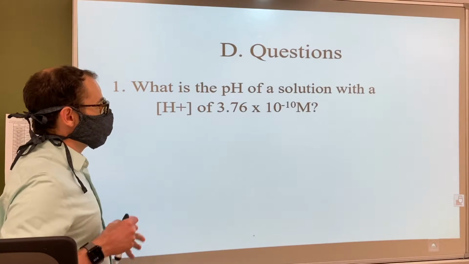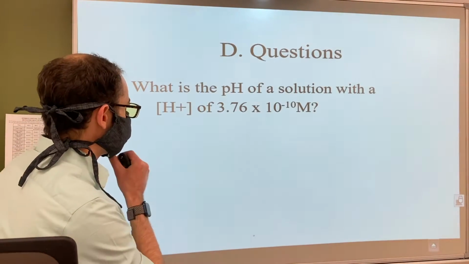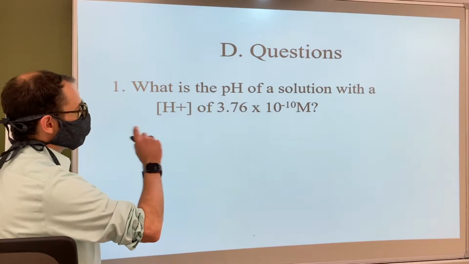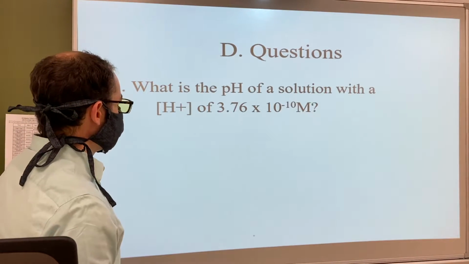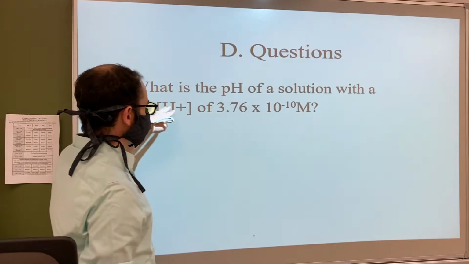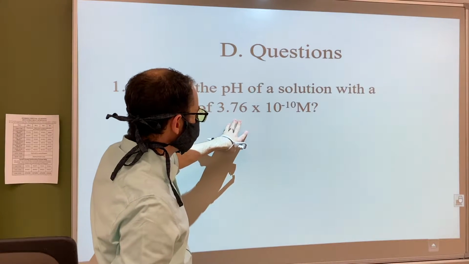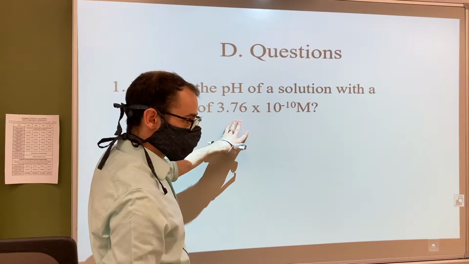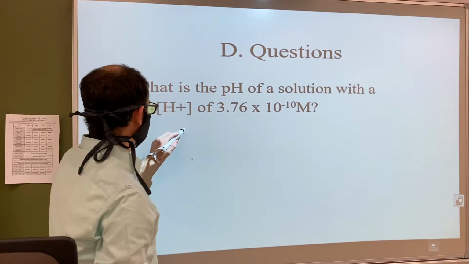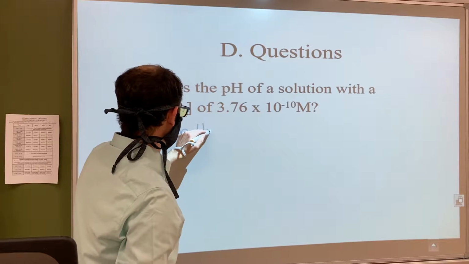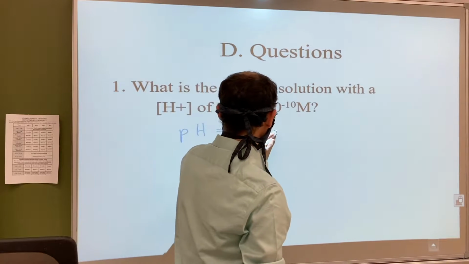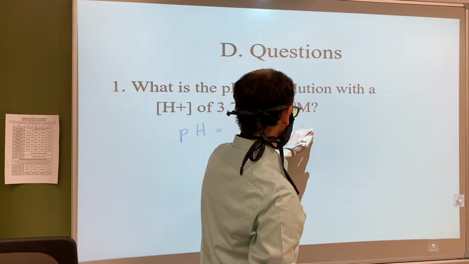Now, let's get into an actual problem using that equation. So what is the pH of a solution with an H plus of 3.76 times 10 to the negative 10? Well, let's write out the equation. So we said it was pH equals negative log H plus.